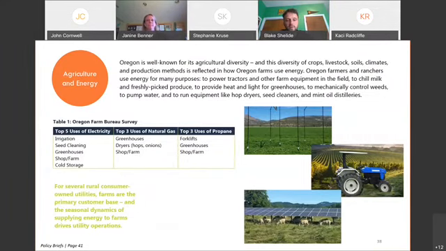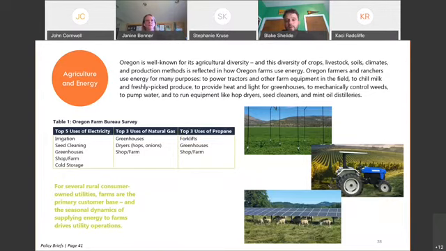So this slide, we'll talk a little bit about the agriculture sector and its energy use in Oregon. As we all know, agriculture is an important part of Oregon's economy and is especially important to many local communities across the state. Oregon is the #1 producer in the US of hazelnuts, Christmas trees, and a number of different seeds. Oregon is well known for its agricultural diversity, and this diversity of crops, livestock, soils, climates, and production methods is reflected in how Oregon farms use energy.